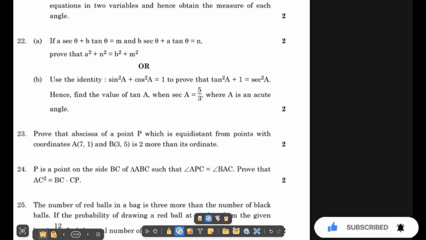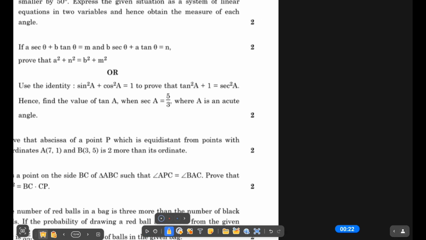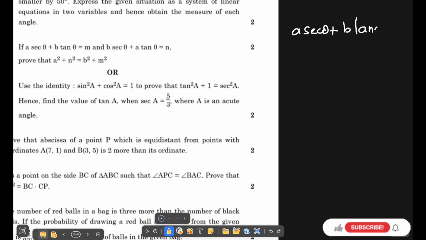22a question is a sec theta plus b tan theta is equal to m and b sec theta plus a tan theta is equal to n. So prove that a square plus n square is equal to b square plus m square. So let's write what is given first. It is given that a sec theta plus b tan theta is equal to m.